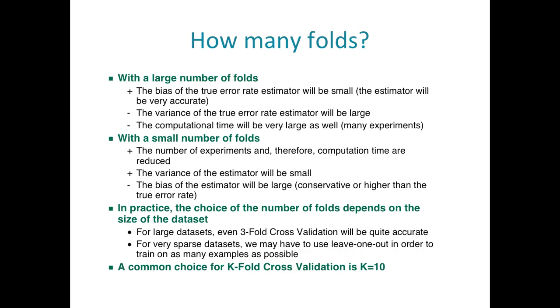But at the same time, the true error that you will get is small because we are exploring a lot of different possibilities. On the other hand, if you move towards a smaller number of folds, the opposite is going to happen. The computation is reduced, which is good, and the variance of the true error is also going to be small because we are considering a small number of folds. But as a result of that small number, the bias of the estimator itself is going to be really large. So the true error rates can be much larger than when we consider a larger number of folds.